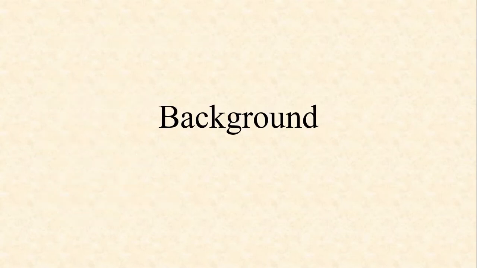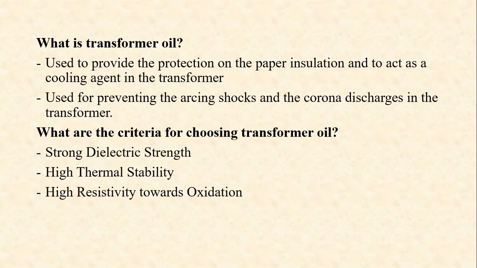Now I'm going to talk about the background of this project. What is transformer oil? Transformer oil is used to provide protection on the paper insulation and to act as a cooling agent in the transformer. It is used for preventing arcing shocks and corona discharges in the transformer. What are the criteria for choosing transformer oil? It must have strong dielectric strength, high thermal stability, and high resistivity towards oxidation to prevent the degradation of quality in transformer oil.